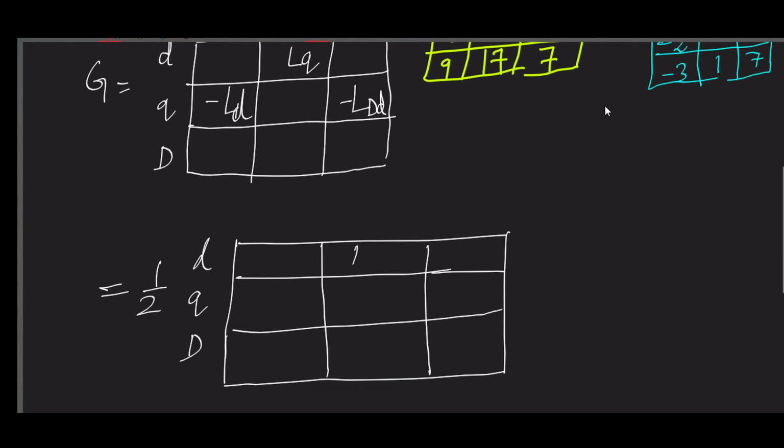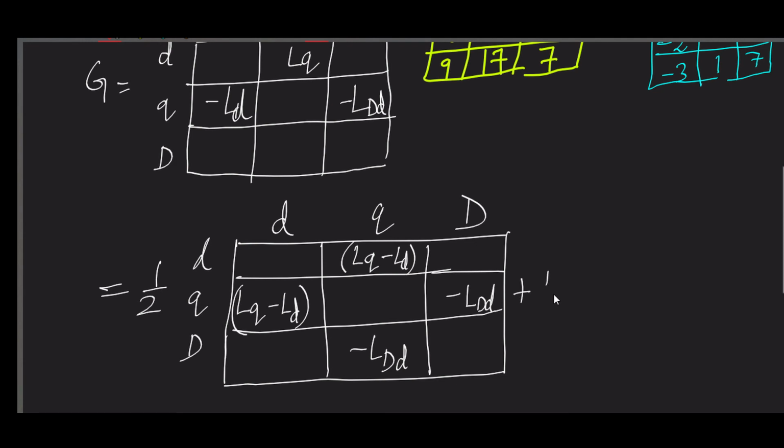Same thing. Here it will be L for symmetric, just addition. Both sides LQ minus LD, LQ minus LD. And this side it will be minus LDD, minus LDD. Right. This is the symmetric part. Now for the asymmetric part, what will it be?